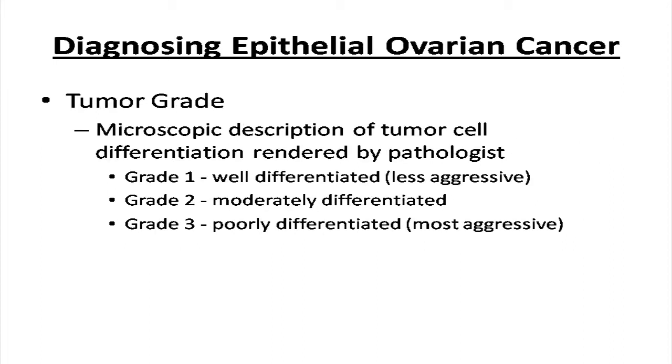After surgery, your tumor will be microscopically evaluated by a pathologist, and tumor grade is an important prognostic factor. Grade is described as how well differentiated the tumor cells are. Grade 1 is a well differentiated tumor, and these often act less aggressively. Grade 2 is moderately differentiated, and grade 3 is poorly differentiated, and these represent the most aggressive form of tumor cells.